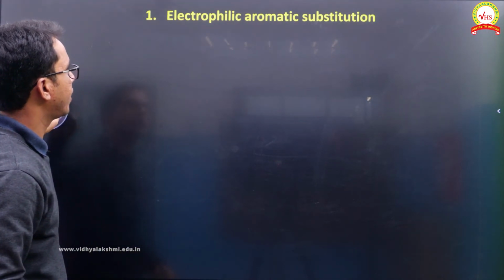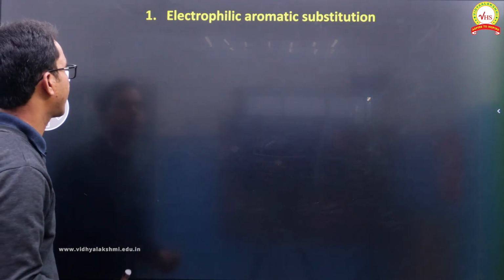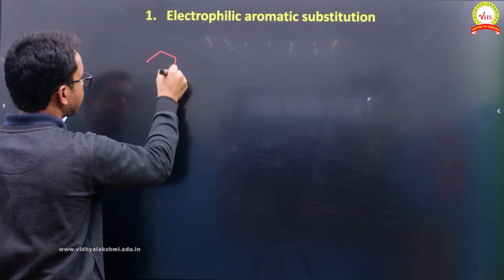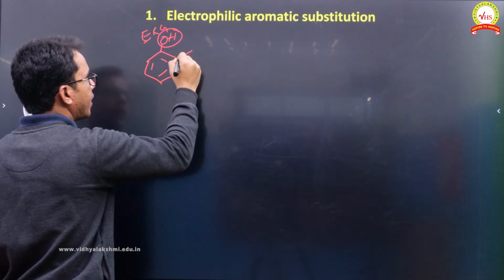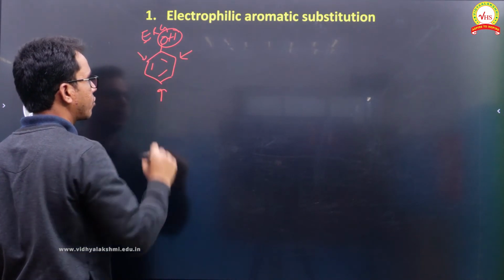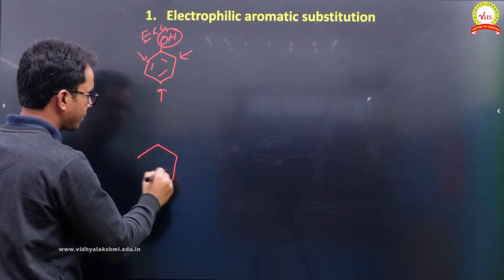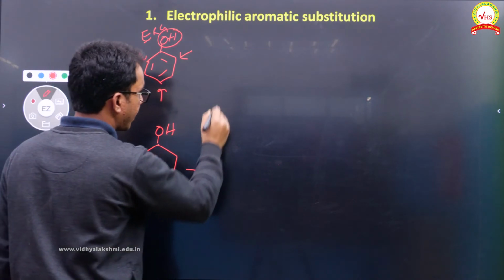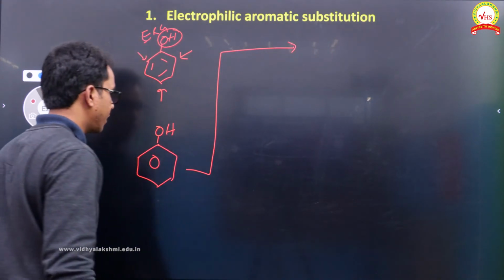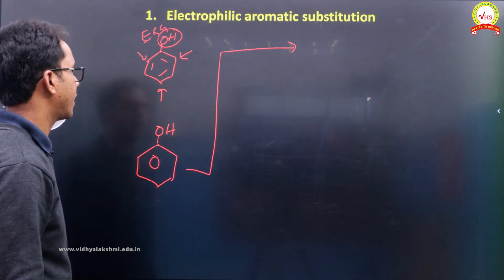Let us go with electrophilic aromatic substitution reactions. Generally, phenol, being an electron releasing group, can direct the incoming electrophile at ortho and para positions. Let us take the phenol here. Let us take different electrophilic substitution reactions.